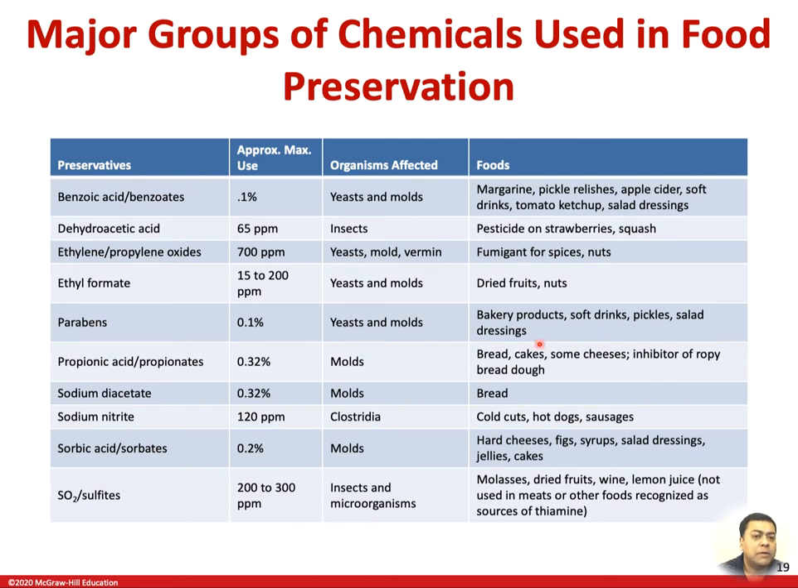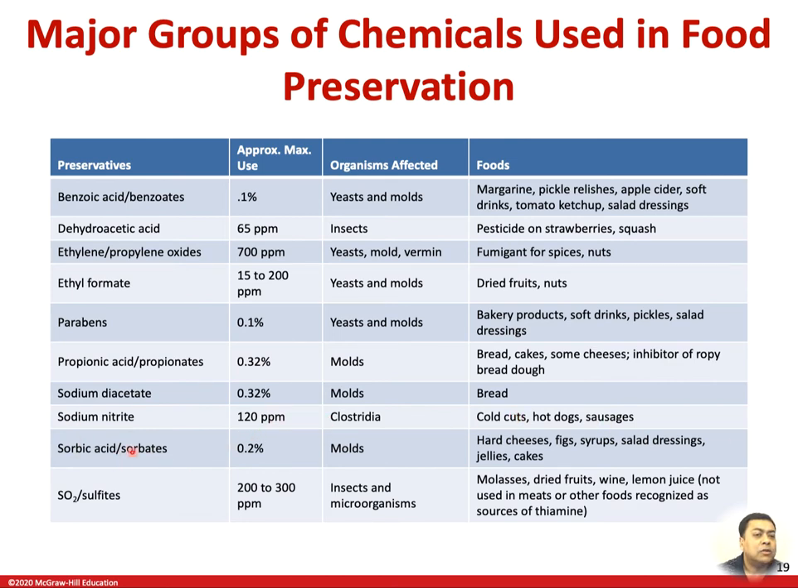This is very common in bakery products, soft drinks, pickles, and salad dressings. Then propionic acid, propionate, we just talked about that the activity of these increases in lower pH. This is also the inhibitor of ropey bread dough. Then sodium diacetate also prevents molds in the bread. Sodium nitrite, this is a very important one because it inhibits the Clostridia in cold cuts, hot dogs, or the sausages that we talked about in the last one. Very important product.